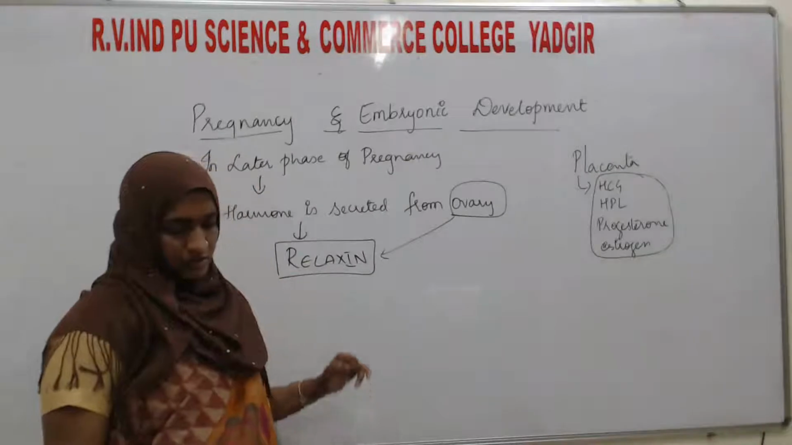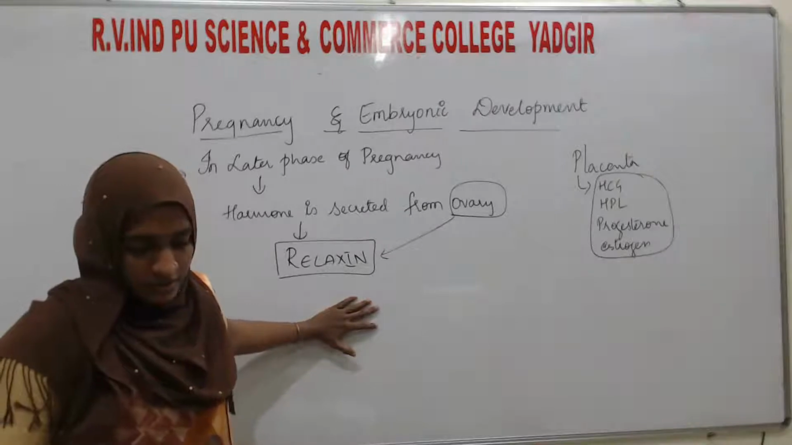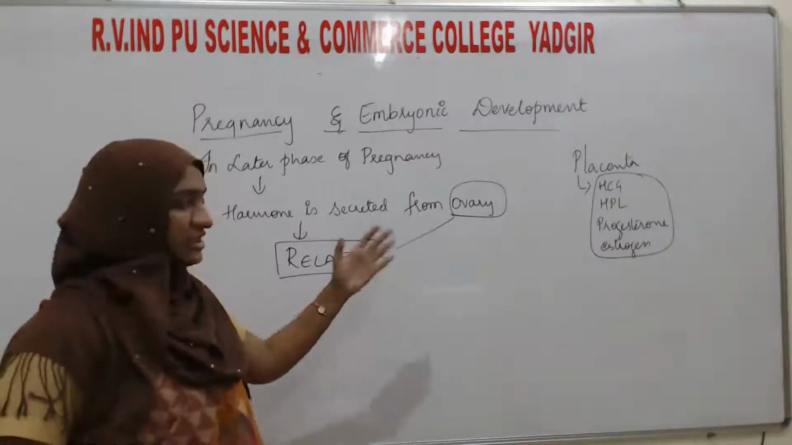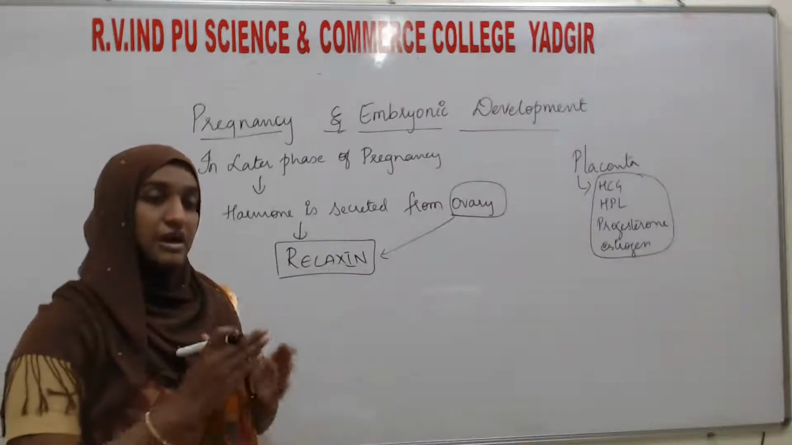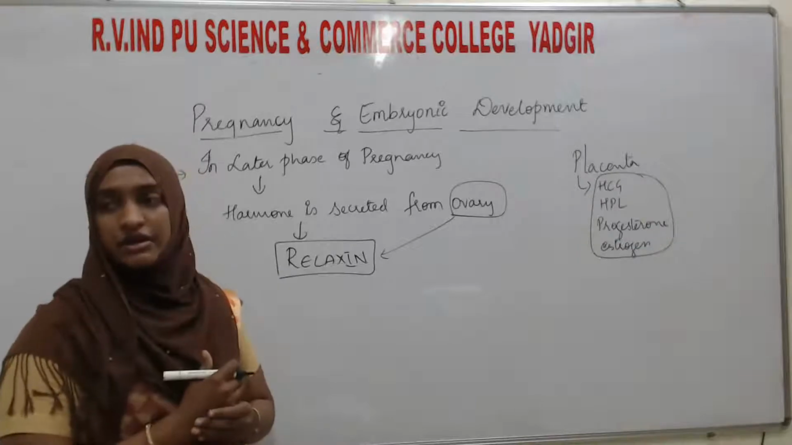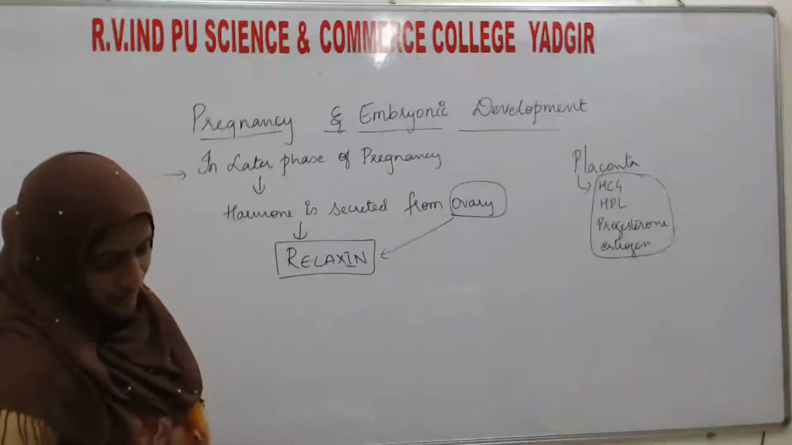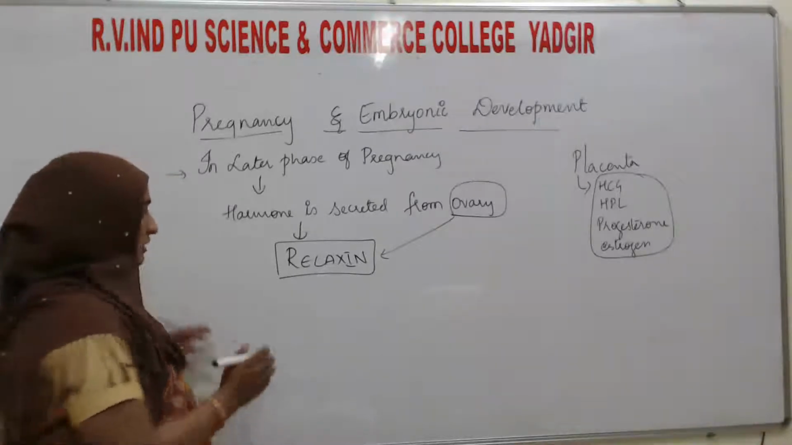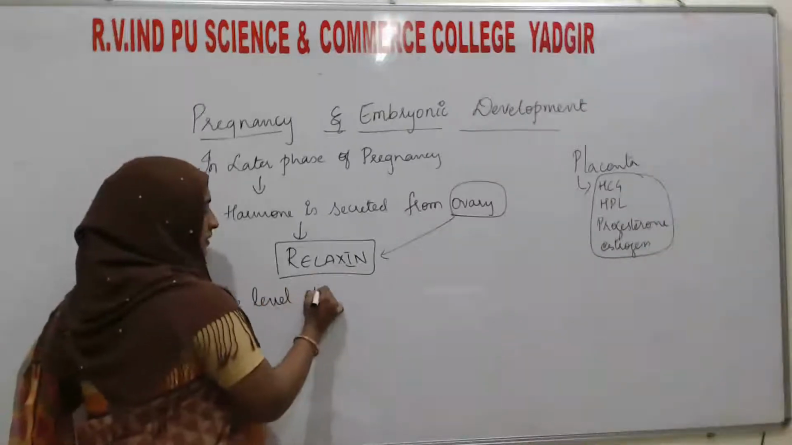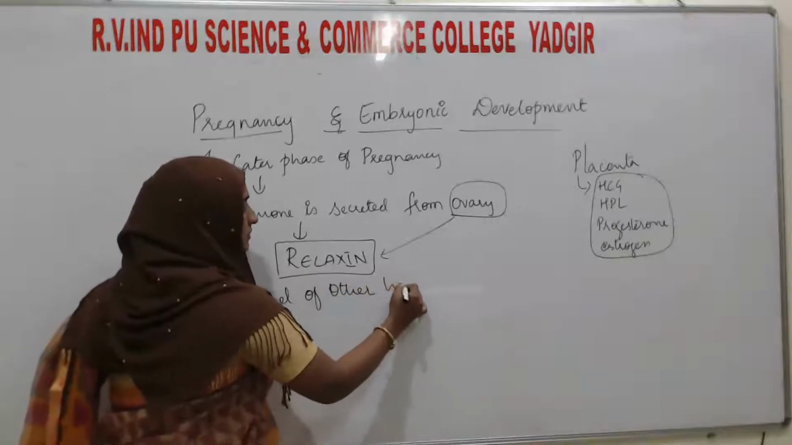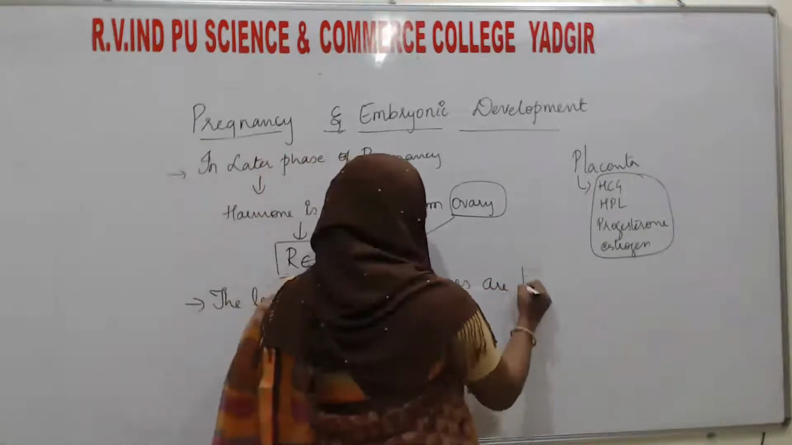Relaxin is secreted by the ovary. Except these, HCG, HPL, relaxin, then progesterone, estrogen, and all, some other hormones will increase in their level during the phases of pregnancy. What are those other hormones? In addition, during pregnancy, the level of other hormones is increased.